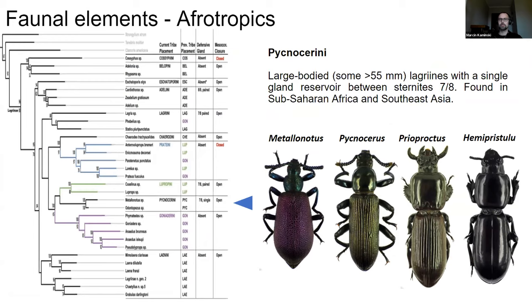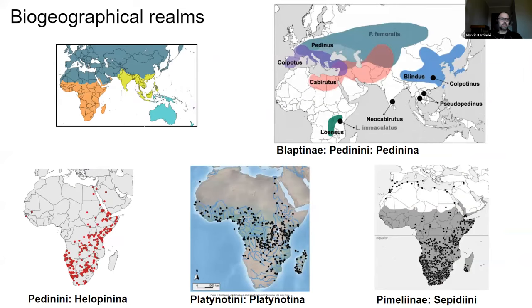Kojin just told us about the Pycnocerini, which is a group of really large and peculiar beetles that you can find in tropical Africa. However, when you have a deeper look at the tribal level, you instantly notice that some of the biogeographic divisions of the world are starting to make sense. For example, let's have a look at the Pimeliini here. At the subtribal level, you can see that this subtribe is present in the Palearctic, Oriental region, and in the Afrotropics.